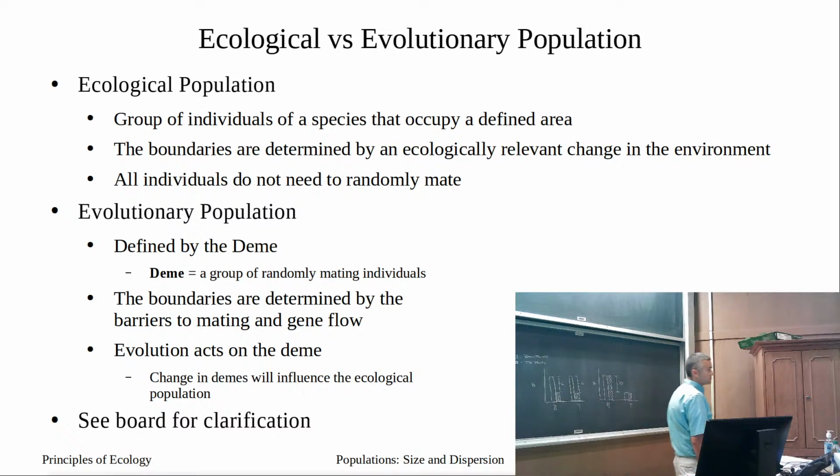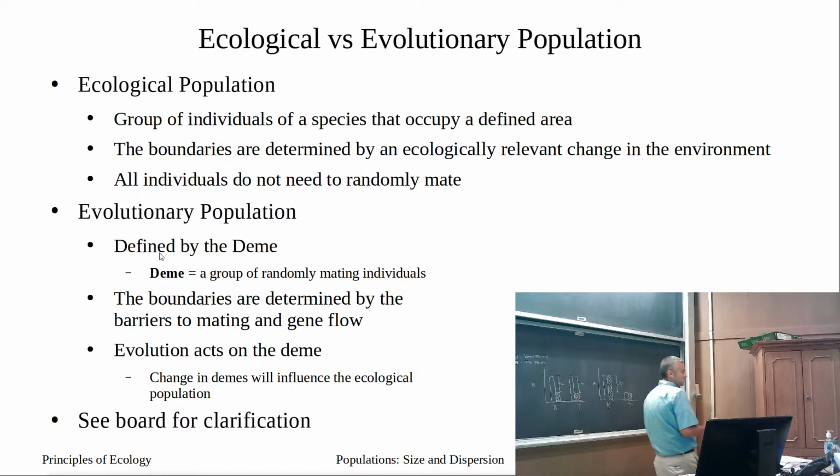Evolutionary populations only consist of those individuals that are randomly mating. All right, so that group of individuals that randomly mate is called a deme. And the deme is what defines our evolutionary population.